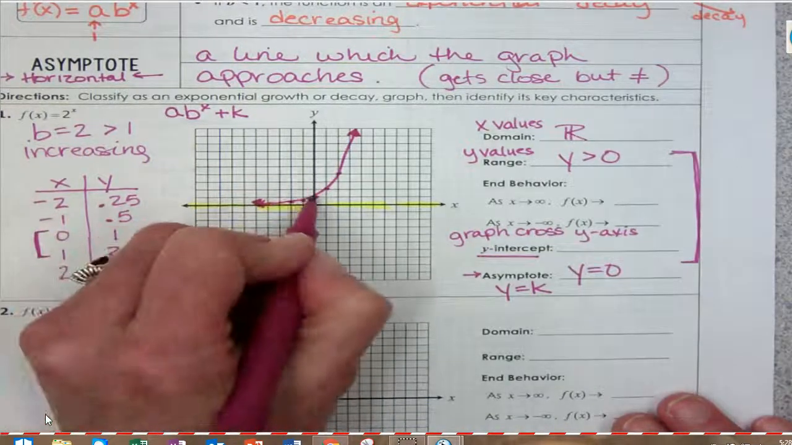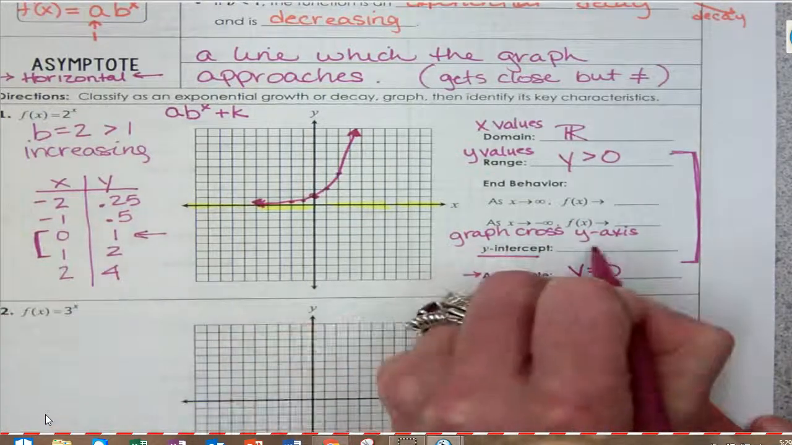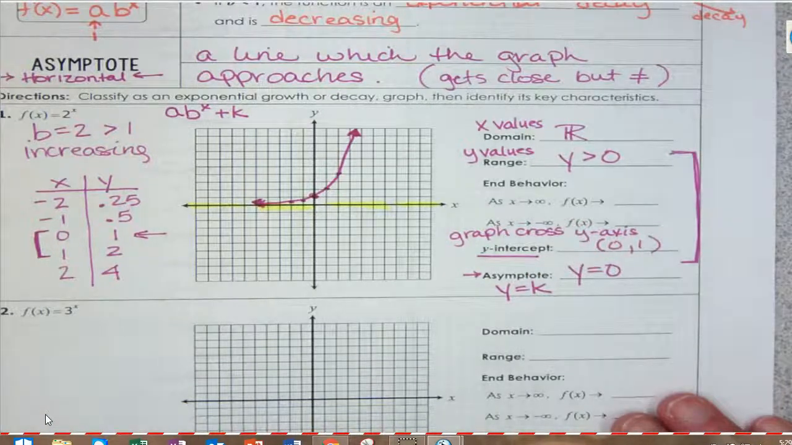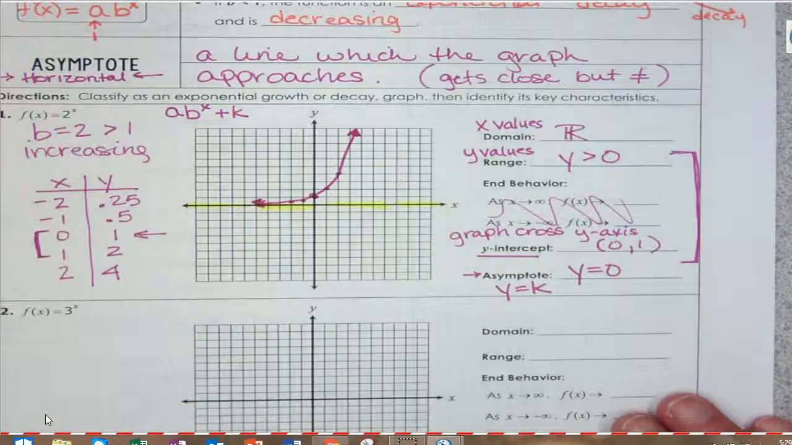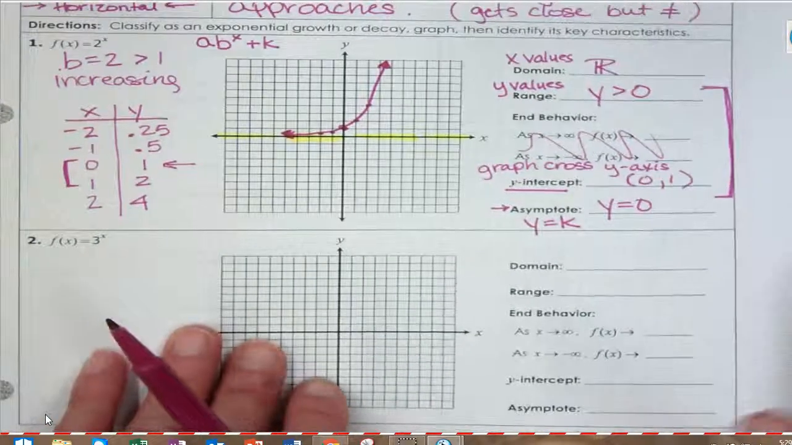Where is that? That's right here at 0, 1. Okay? And we're not going to worry about end behavior. Okay, let's do another one. Let's do one on the next page.